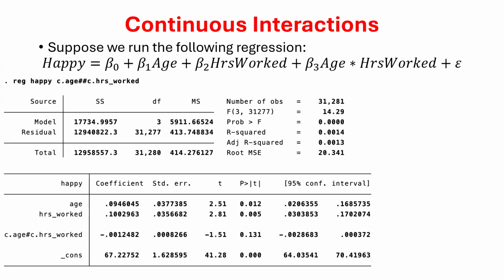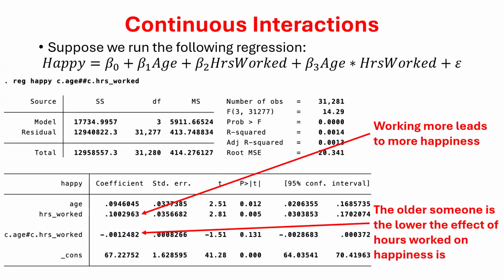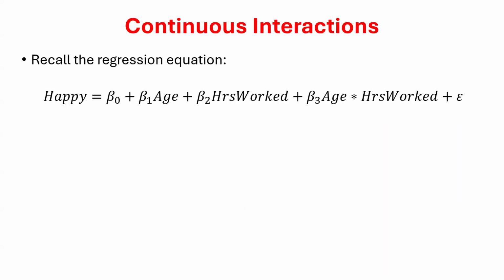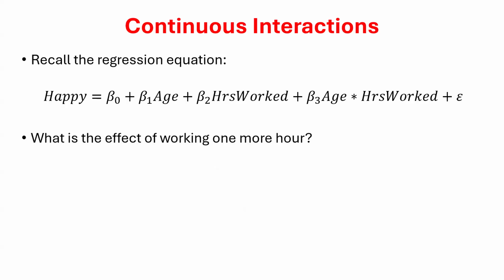So same results, but now I'm interested in, well, what's the effect of another hour worked? Well, now I'm not going to be using the coefficient on age and the interaction term. I'm going to be using the coefficient on hours worked and my interaction term. Okay? So it becomes very similar, right? I've got the same regression equation, but now if I want the marginal effect of working one more hour, I'm taking a derivative of that function, that y variable happiness, right? That's all we're doing with linear regression.